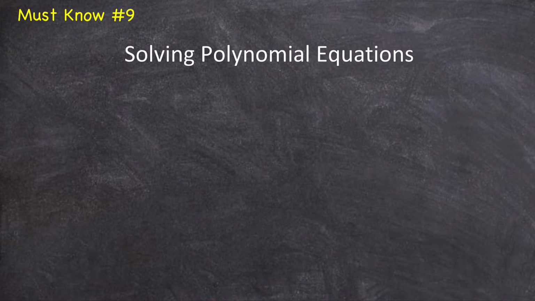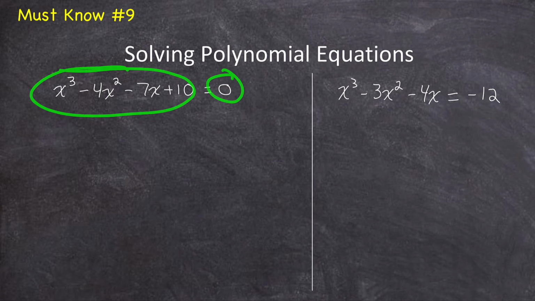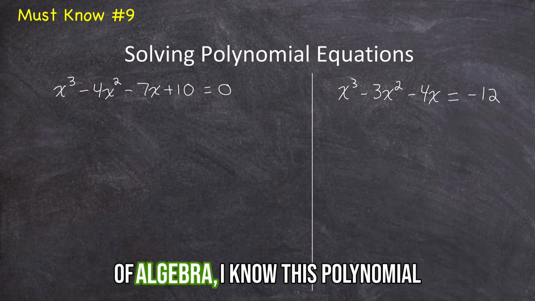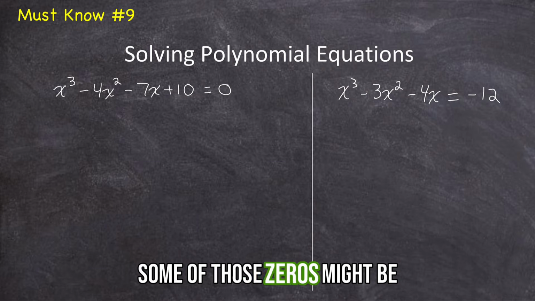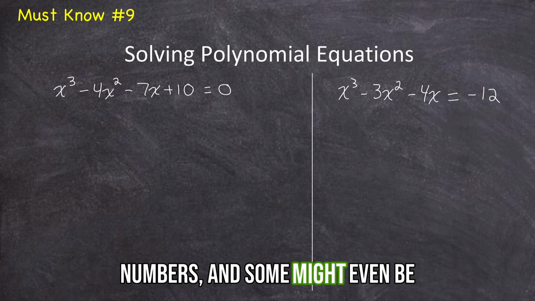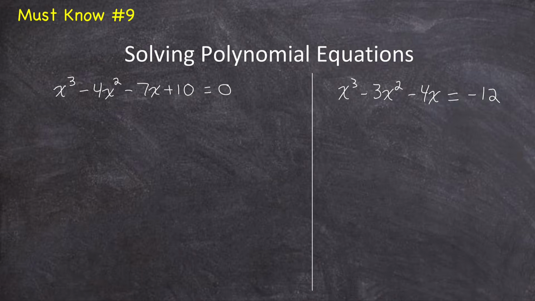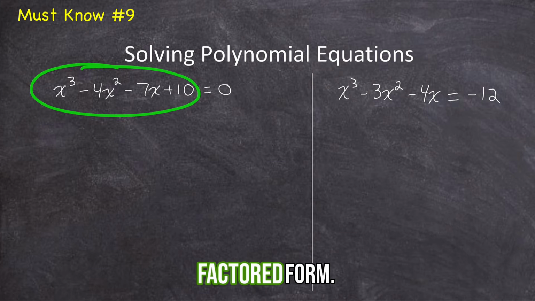Must know number 9, solving polynomial equations. Let's solve these 2 equations. Starting with the equation on the left, I want to know when is this degree 3 polynomial equal to 0. Based on the fundamental theorem of algebra, I know this polynomial has 3 zeros. Some of those zeros might be integers, some might be irrational numbers, some might be complex numbers, and some might even be repeated. But in order to find them, we want to try and get this polynomial into factored form.